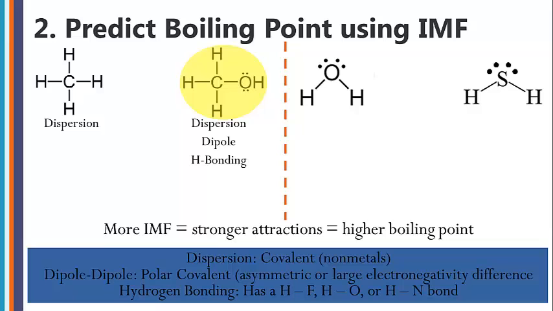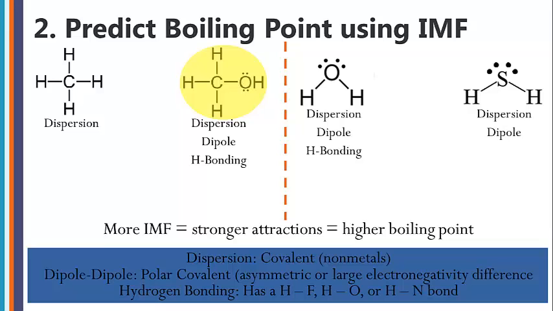The next pair is a water molecule. So water is going to be covalent. And if I cut it in half, it's different on both sides. So it's dipole-dipole. And I have H attached to F, O, or N. For the other compound, it's made of all nonmetals, so it is covalent, and we have dispersion.